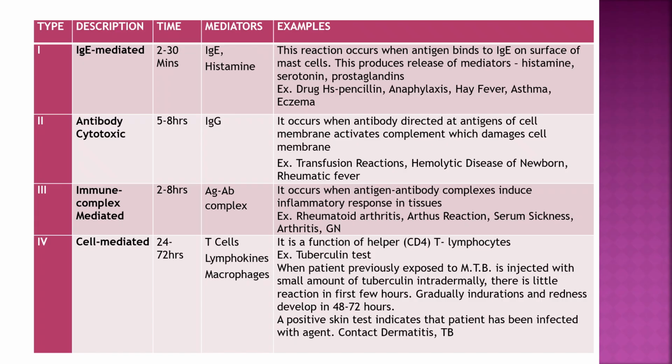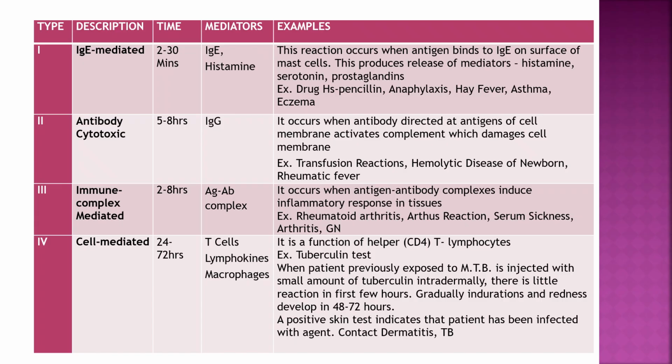Type 2 is antibody cytotoxic, time within 5 to 8 hours, mediator IgG. It occurs when antibody directed at antigens of the cell membrane activates complement, which damages the cell membrane. Example, transfusion reaction, hemolytic disease of newborn, rheumatic fever. Type 3 is immune complex mediated, time is 2 to 8 hours, and the mediator is antigen antibody complex. Mechanism, it occurs when antigen antibody complexes induce an inflammatory response in tissues. Example, rheumatoid arthritis, Arthus reaction, serum sickness, and glomerulonephritis.